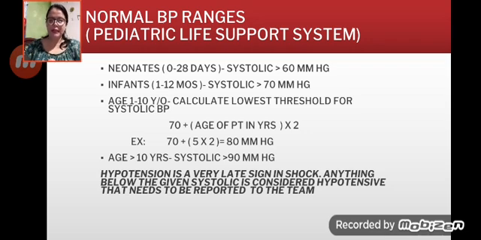So what do we mean by this? If the pressure is below these given numerical values, there is hypotension, and this one is a very late sign in shock. So anything below the given systolic pressure is considered hypotensive and needs to be reported to the team. So why do we need to check the systolic pressure of the newborn? Because we want to prevent shock for the newborn. Okay?